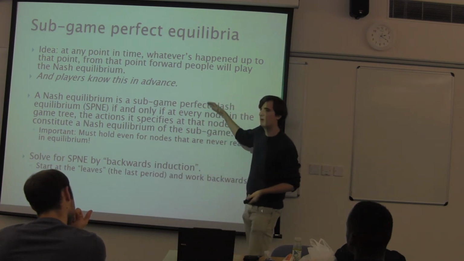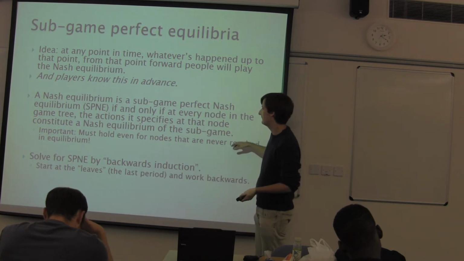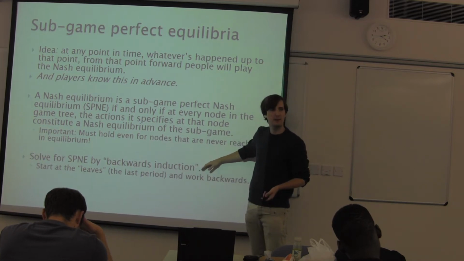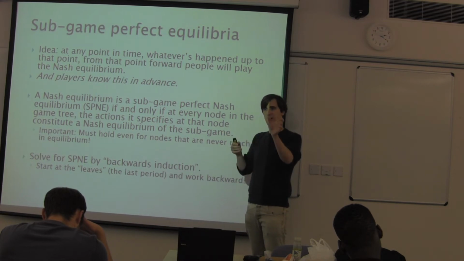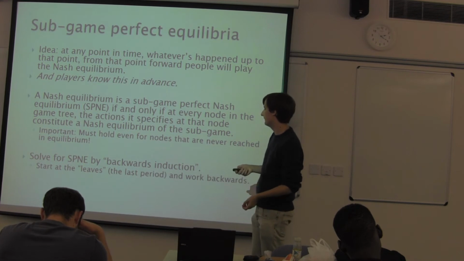And then this is just a more formal statement of the same thing. So it doesn't matter too much. The important thing to remember is when you're solving the subgame perfect Nash equilibria, you start at the end. You solve the Nash equilibrium of all the terminal nodes, and then you work backwards.